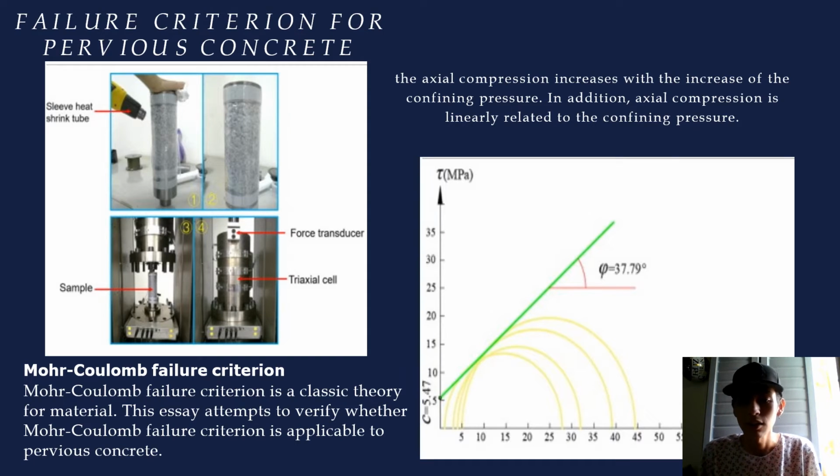If there is a linear relationship between the ultimate axial compression and the confining pressure, the pervious concrete agrees with Coulomb failure criterion. The axial compression increases with the increase of the confining pressure. In addition, axial compression is linearly related to the confining pressure. Therefore, pervious concrete obeys Coulomb failure criterion.